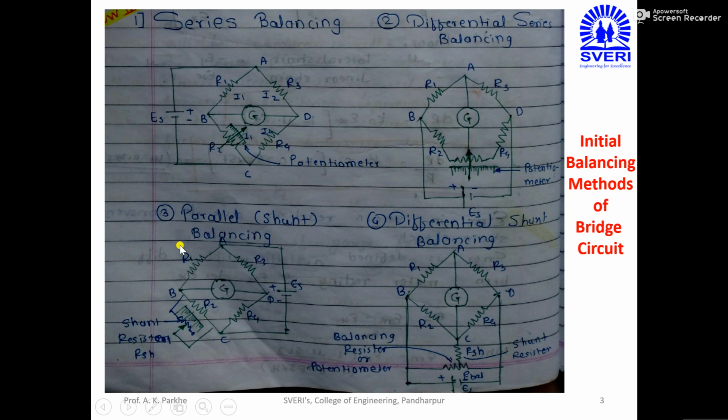If all the arms have different resistor values, at that time 4 shunt resistors I have to provide, one to each and every arm. That means a large number of shunt resistors are required in the parallel balancing. And to avoid this major disadvantage, the last technique is developed, which is called the differential shunt balancing.